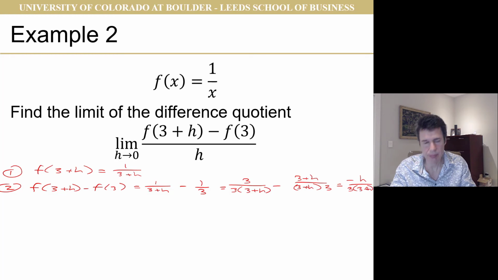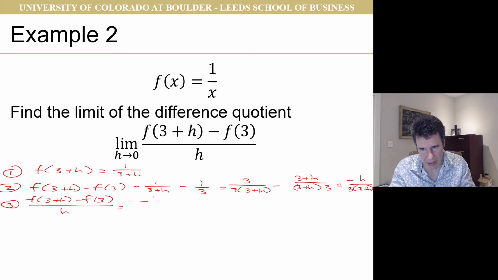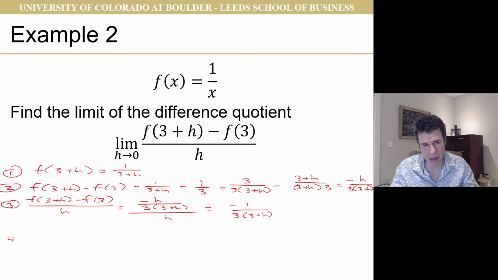Okay, step 3. Divide by h. And you can see the h has just come out here. So f of 3 plus h minus f of 3, all divided by h, equals negative h over 3 times 3 plus h divided by h, which is equal to negative 1 over 3 times 3 plus h. So kind of the amazing thing here is not only do we get an h coming out, but we actually end up with a limit we can actually take.